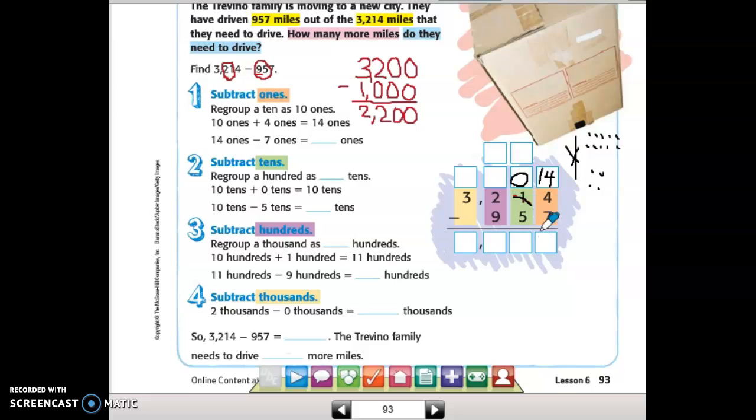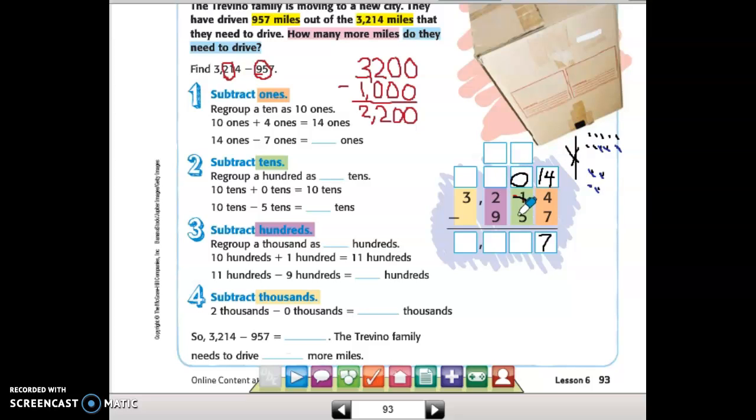14 minus 7. I can go through and cross out 7 1's if I need to. 1, 2, 3, 4, 5, 6, 7, and that leaves me 1, 2, 3, 4, 5, 6, 7 1's. So that's the idea of the regrouping. I'm not going to do it on every single place value, but just that if you need to do that model, that's why we're doing the crossing out.